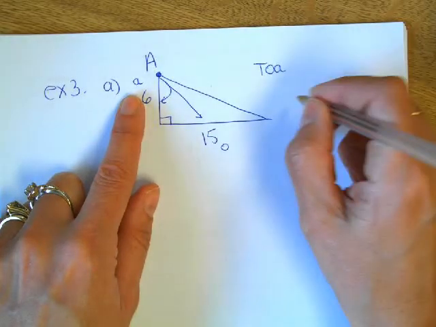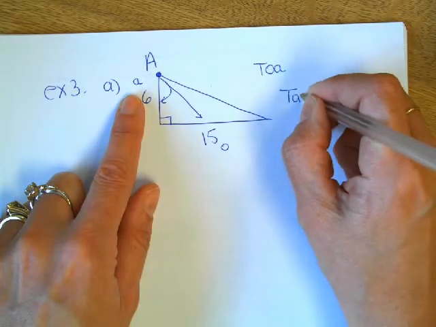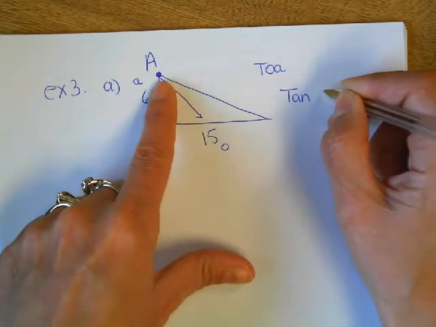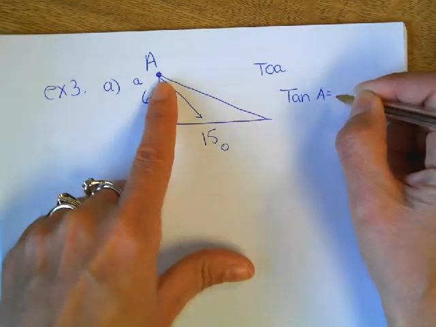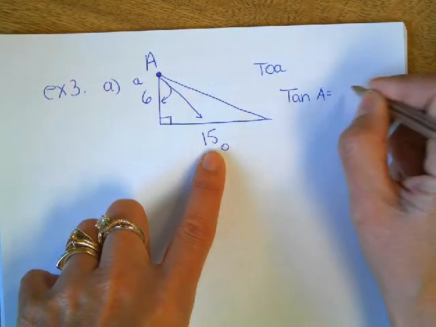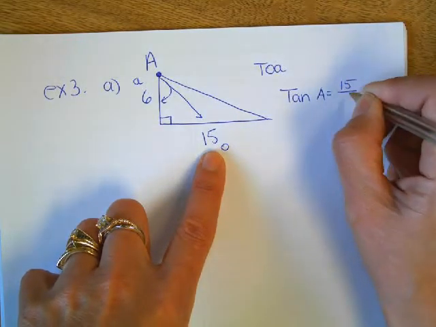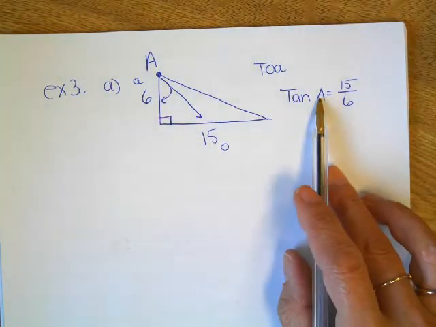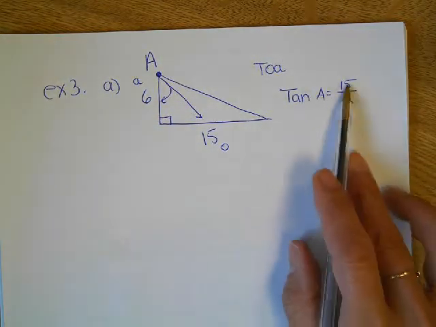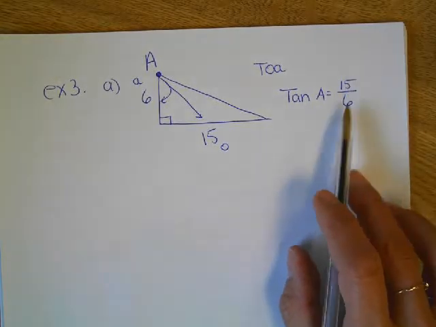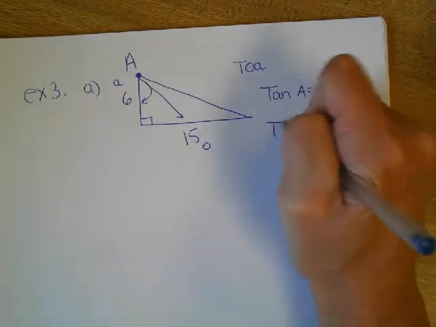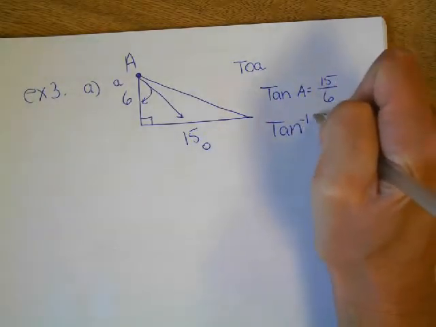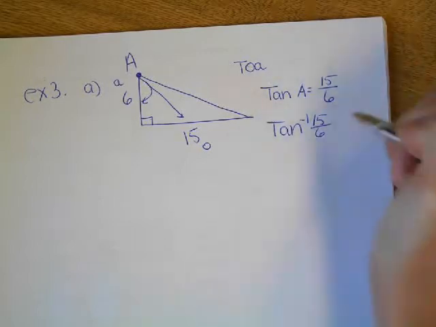So we're going to set up a tan. The tangent ratio, remember we always put the angle measure here next to the trig function. That's A. Is opposite on top, adjacent on the bottom. Now if I want the calculator to tell me the angle, I have to do the inverse tan of the fraction. Remember, it can be a fraction or a decimal that I feed inverse tan. So inverse tan of 15 over 6.